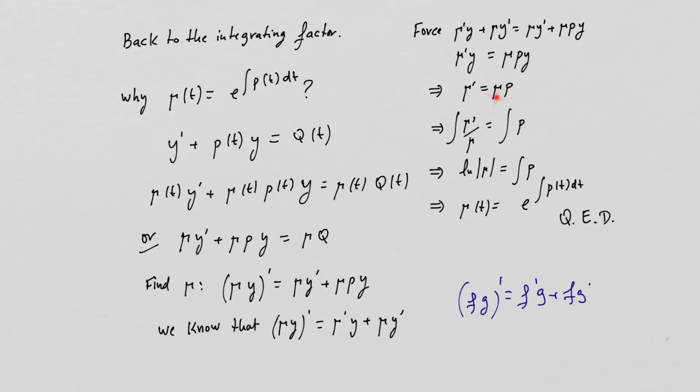I'm going to integrate by separation of variables, divide by mu, and integrate both sides. You get natural log of the absolute value of mu, because the derivative of the bottom is at the top, equals the integral of p. We don't know what p is, so we're just going to leave it at that. So that gives me mu of t equals e to this function, right? And that should end the story. This is the integrating factor. I use QED.